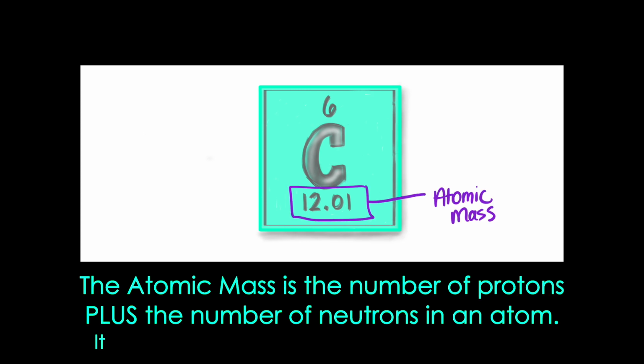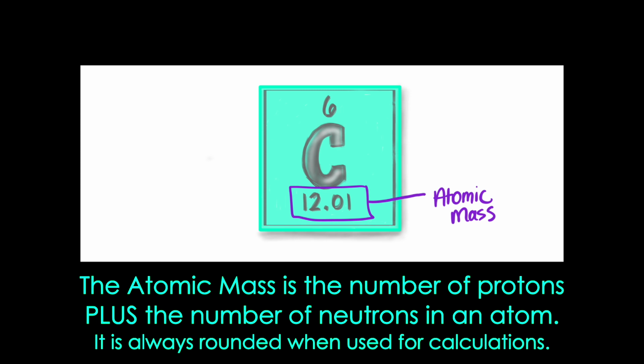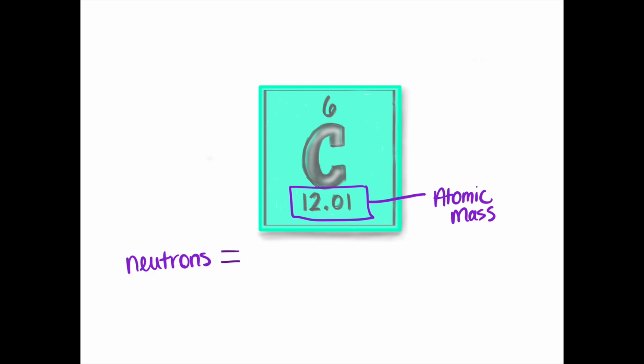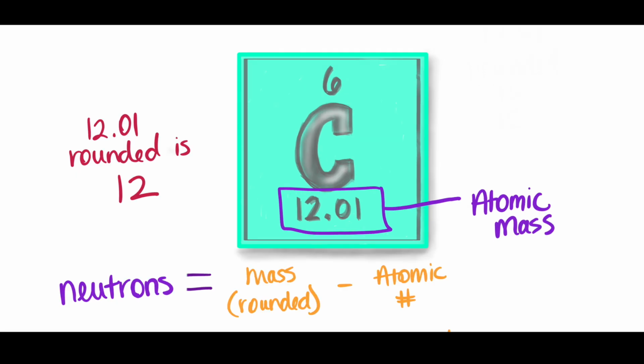The atomic mass is the number of protons plus the number of neutrons in an atom. It is always rounded when used for calculations. The atomic mass consists of the number of protons an element has plus the number of neutrons an element has. We can use the atomic mass to determine the number of neutrons an element has. To calculate the number of neutrons, you take the atomic mass rounded minus the atomic number.